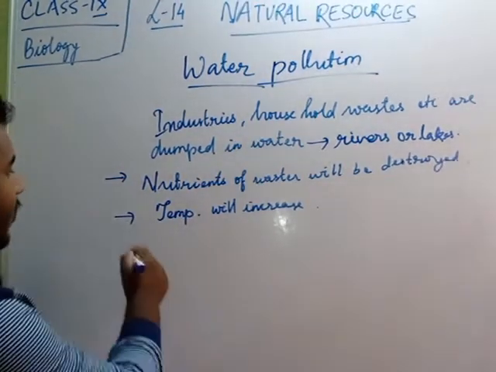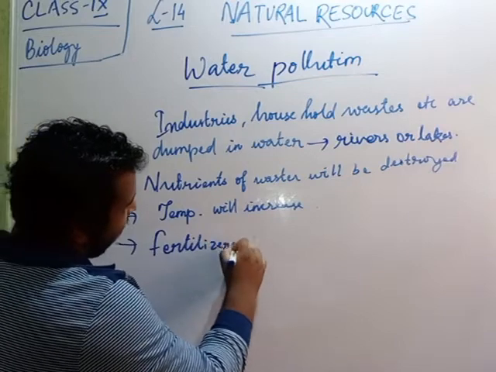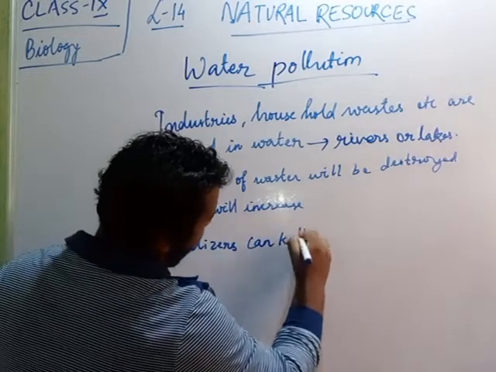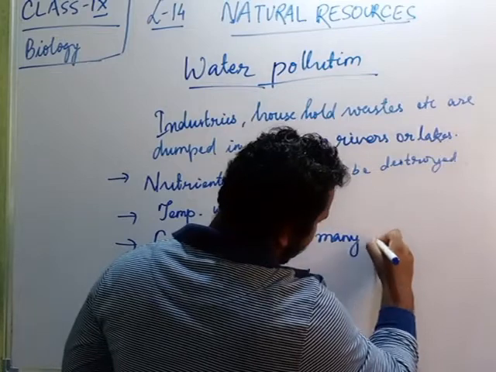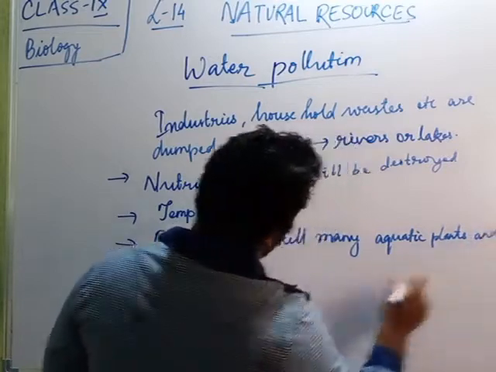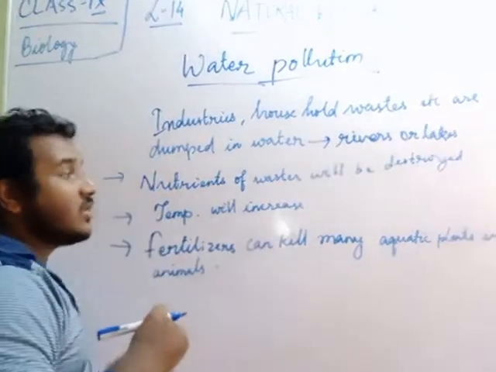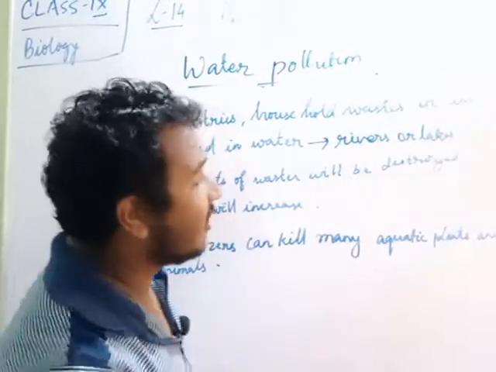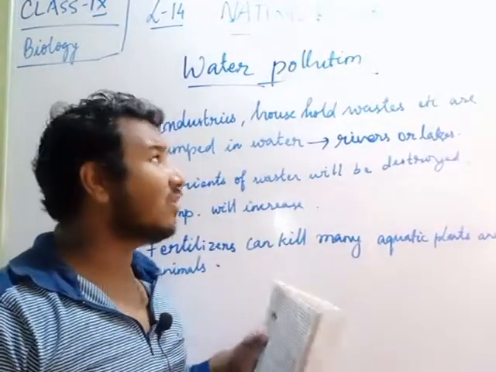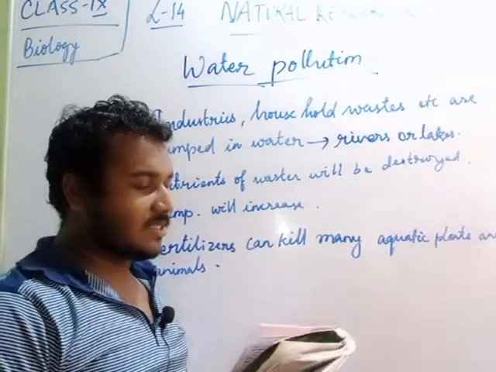Then the fertilizers can kill many aquatic plants and animals. Fertilizers contain poisonous substances, which can mix with water and kill many organisms. So we should be careful that such substances do not mix into the water with the aquatic plants and animals.